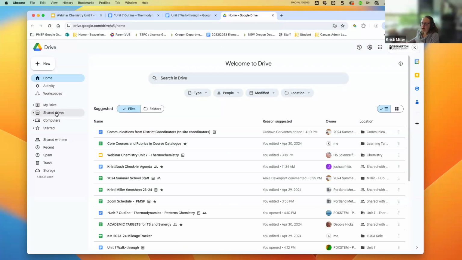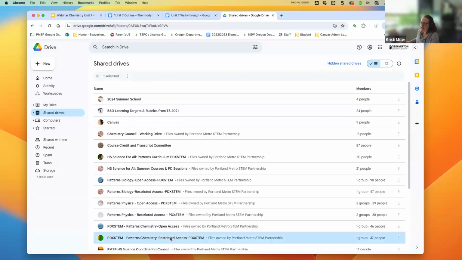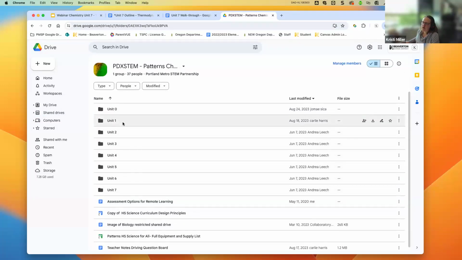They are in shared drives. Formerly they were elsewhere, but now they're in shared drives. And here they are right here down at the bottom: PDX STEM, Patterns Chemistry, Open Access. These are all files that anyone with the link can see. The restricted access files are all files that we want only teachers' eyes to see, so we don't want students getting into these folders, because often we have the key in there. We have tips and strategies and tricks. It's meant for teachers. It's kind of teacher talk about how to progress through the task sets, etc.